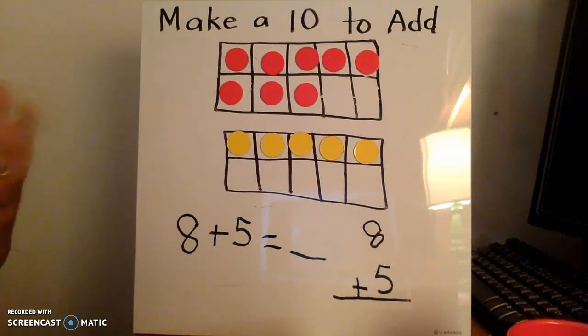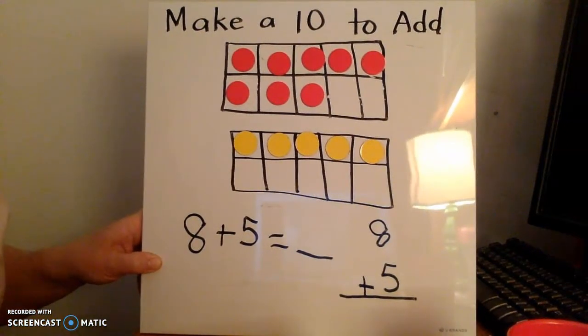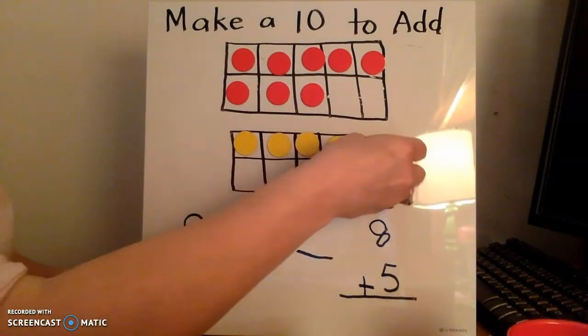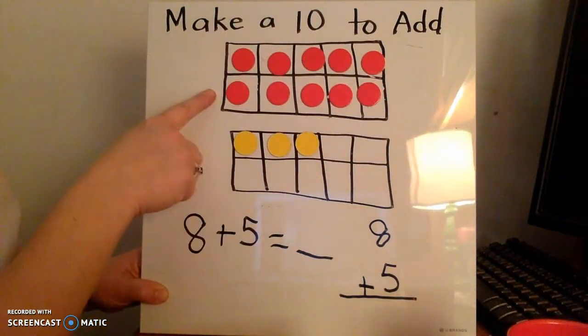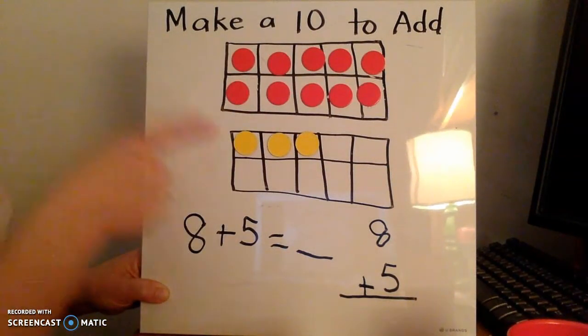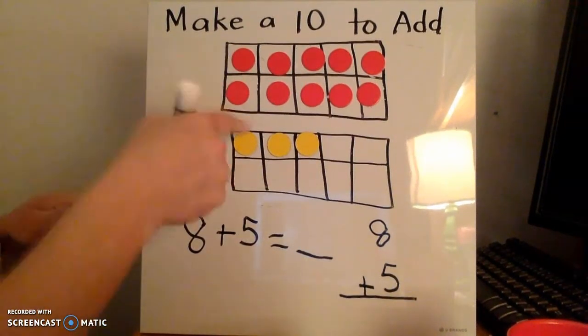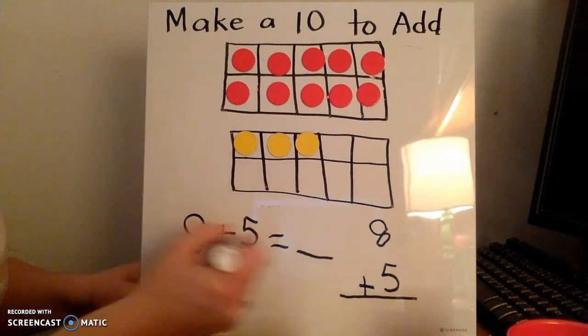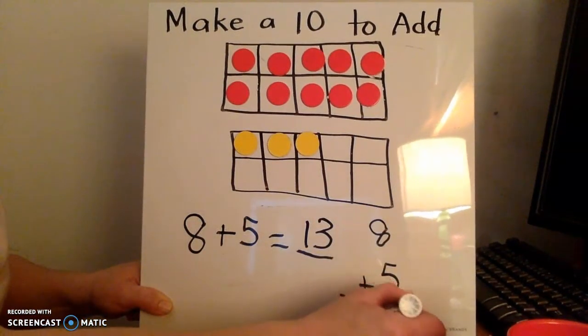This time, how many do we need to make a 10? That's right, 2. So, where am I going to get it? Knock, knock, knock. Hey, down there, 5. I need 2 of you. So we'll move 2 up here. And now we know this is a 10 because it's full. And down here we have 3. 8 and 5, 10 and 3 makes 13. So 8 and 5 must be 13. 8 plus 5 equals 13.